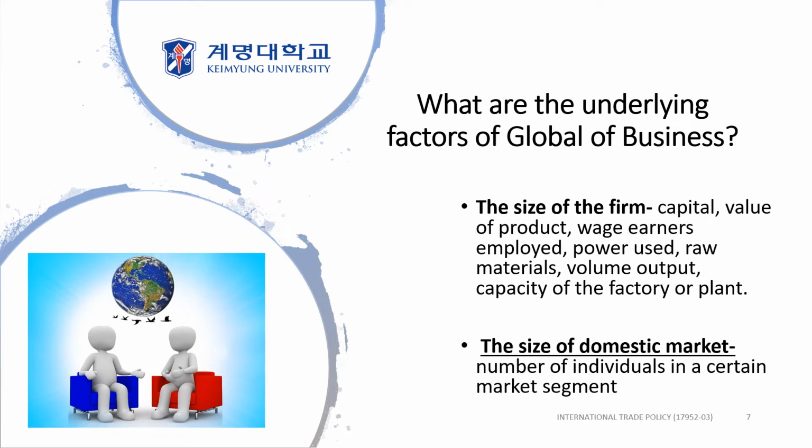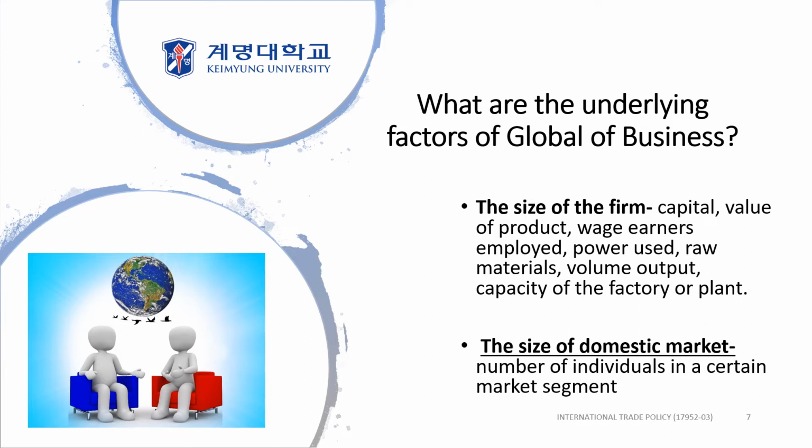First, let us study the underlying factors of global business. The company has to check first the size of the firm. Is their capital big enough to go global? Is the value of their product really worth selling in other countries, including the quality? They also have to consider the wage earners, the manpower, their capacity to compete globally, whether they have connections in other countries, and also the raw materials that they have, the volume and the price of the raw materials, and how many they can produce in a particular period of time, and the capacity of the factory or plant in case there is a big demand for their product.